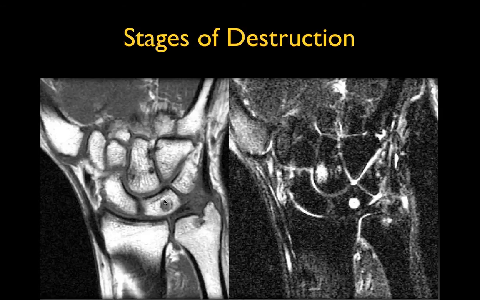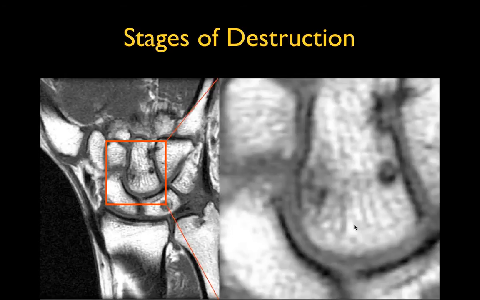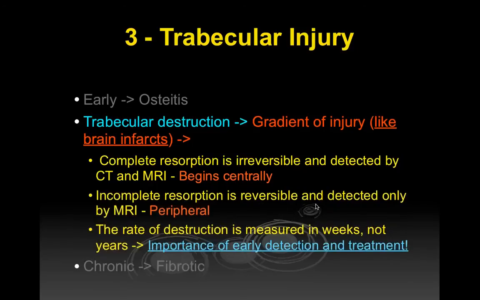With a fully developed erosion, you have a very sharp margin. And then when it becomes old and kind of burned out and fibrotic, it's low in signal intensity. So you can see three different stages of erosive disease there. And that's the osteitis stage there, which is the important stage. And that's an old one.